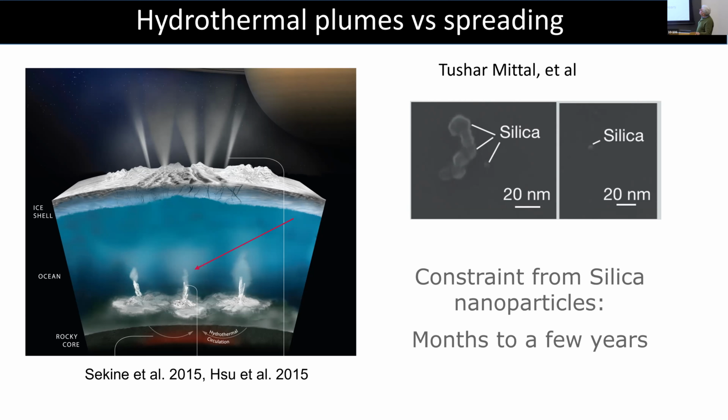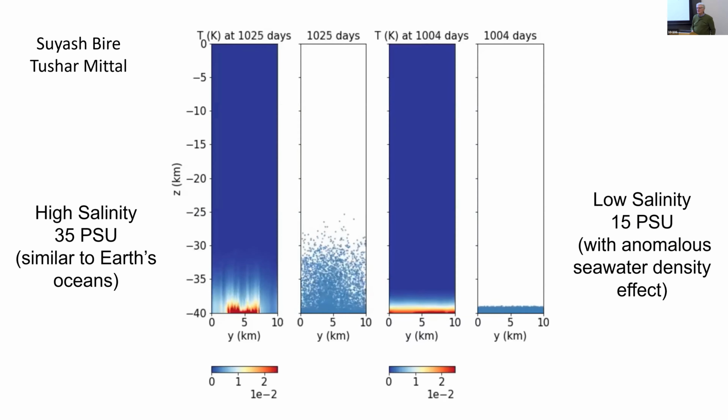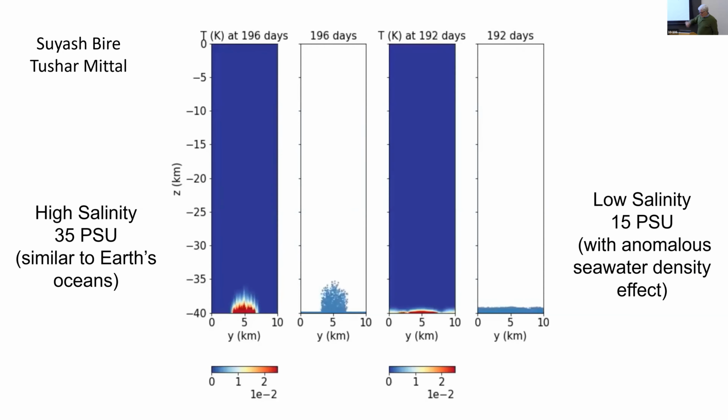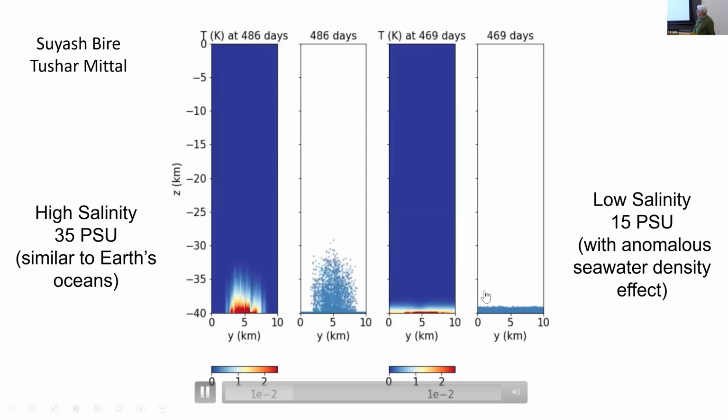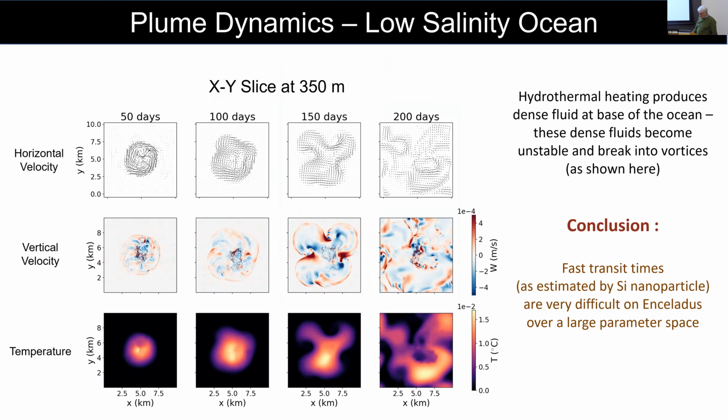We can look at hydrothermal plumes in salty oceans, and this is work that Tushar Mittal has been doing. On the left, we have a salty ocean, and hydrothermal activity is pushing particles up in the vertical. On the right, we've got a fresh ocean, and that generates density currents that just move away. So if Enceladus is like this, it's going to be much harder to get information up vertically. I don't have time to talk about this.